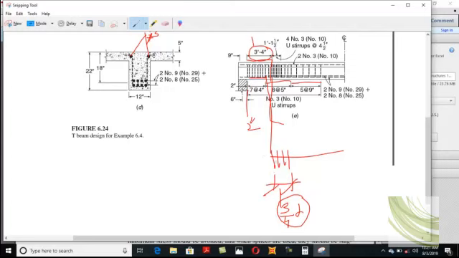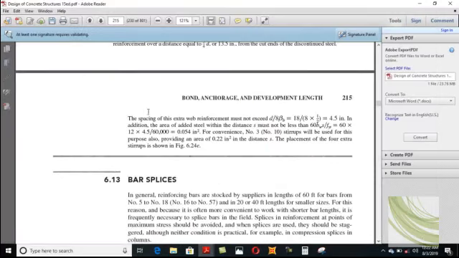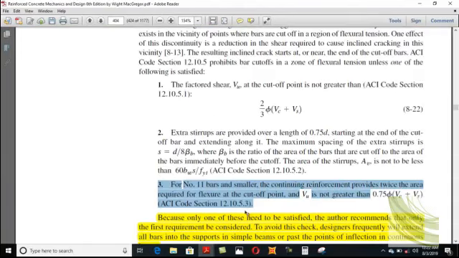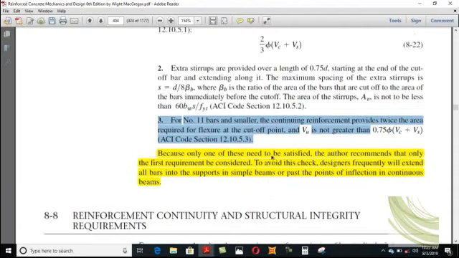You need to provide extra stirrup from the cutoff bar towards the tension zone for a distance of 3 by 4d. Now, what will be the spacing of those extra bars? Okay, let's see. The spacing of this extra reinforcement will be d divided by 8 beta b. So what is d? d is the effective depth, that is 18 inch. 8 is a constant. Let's see.